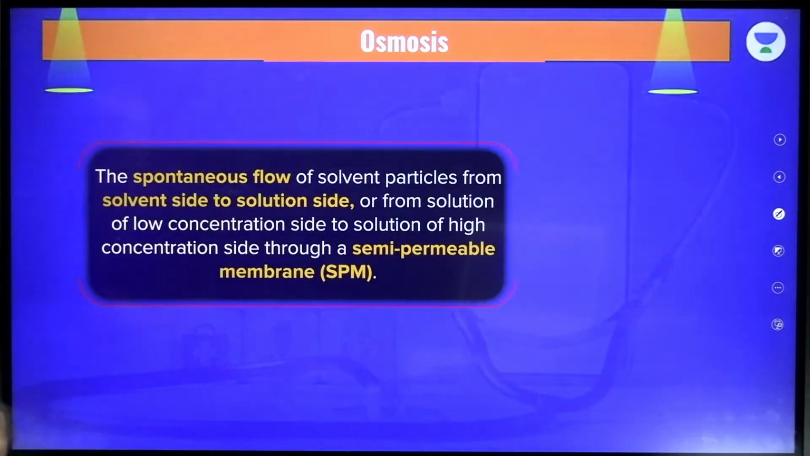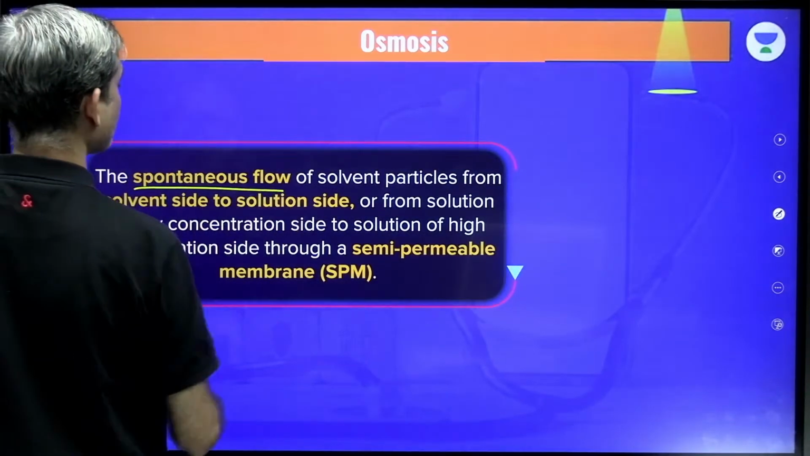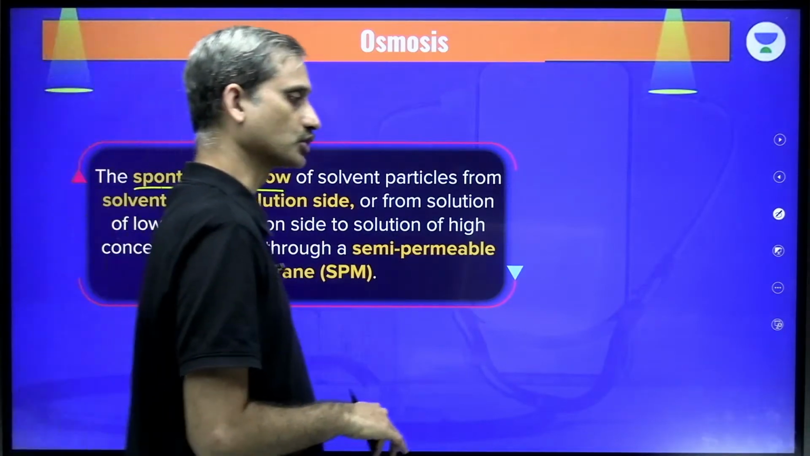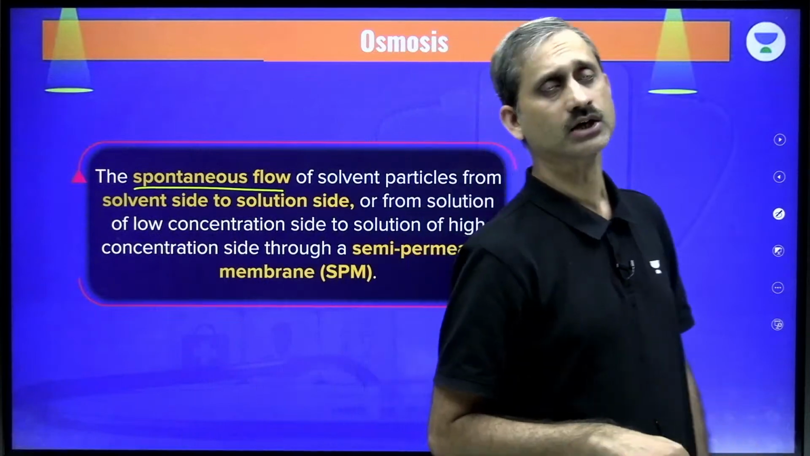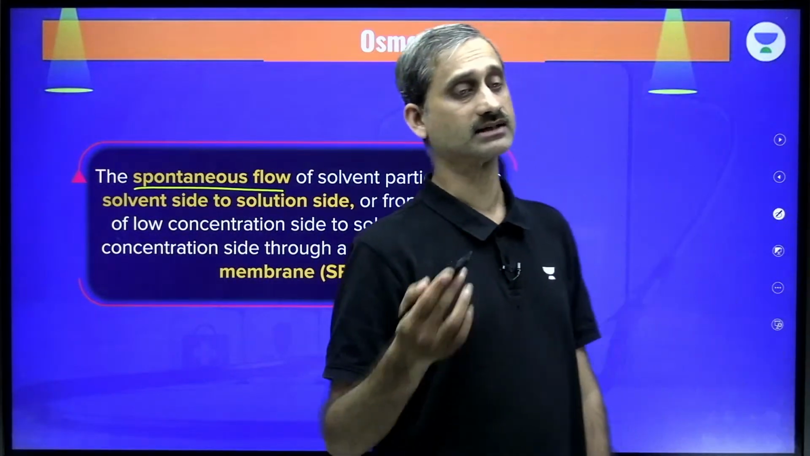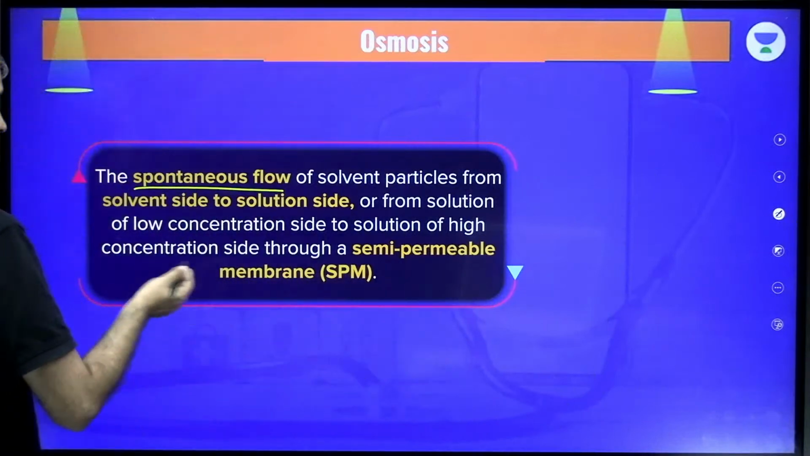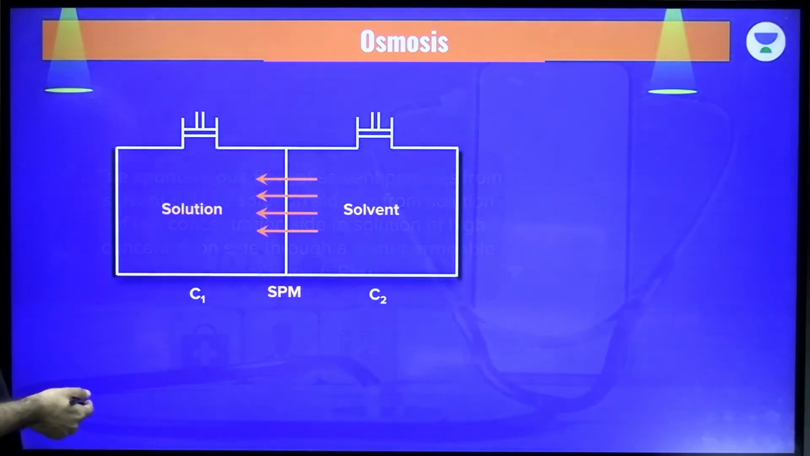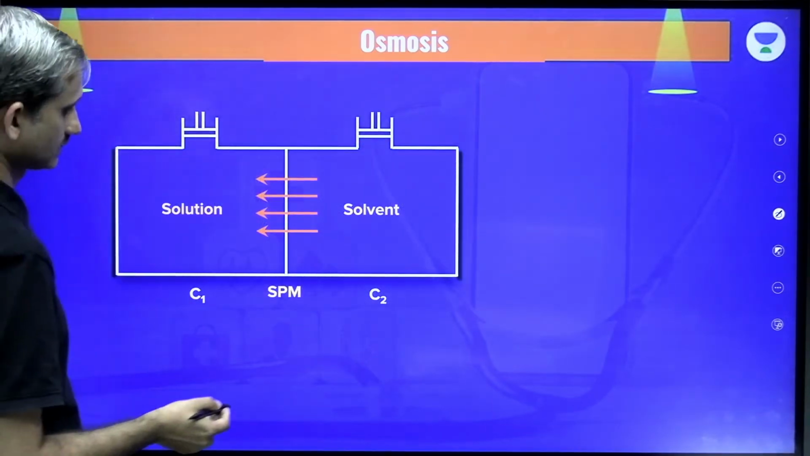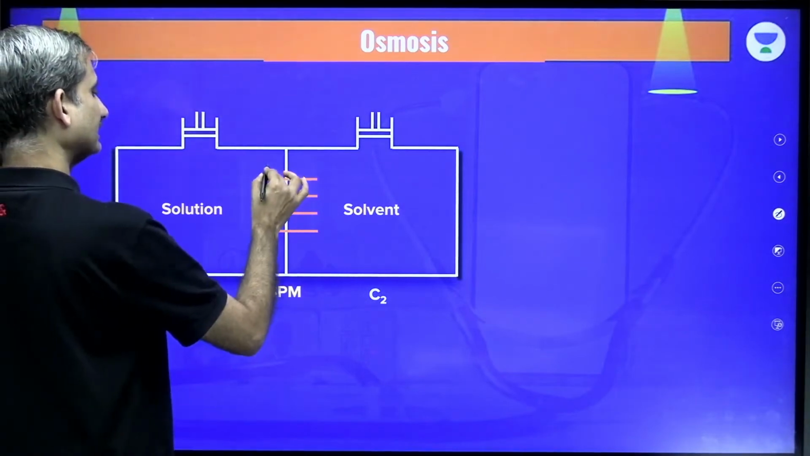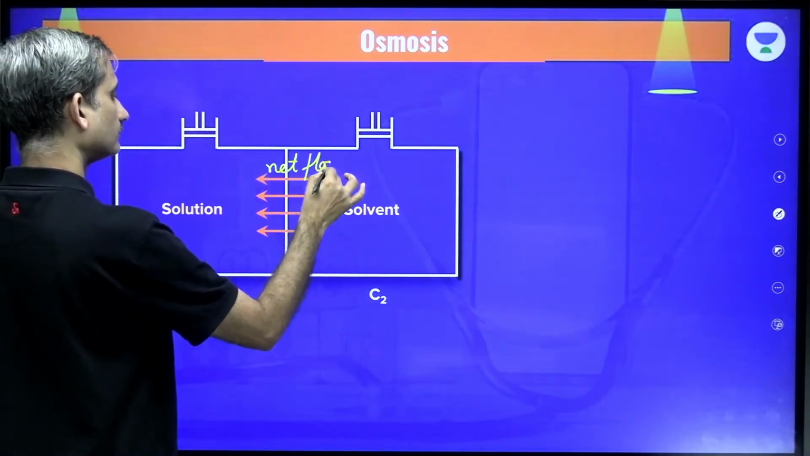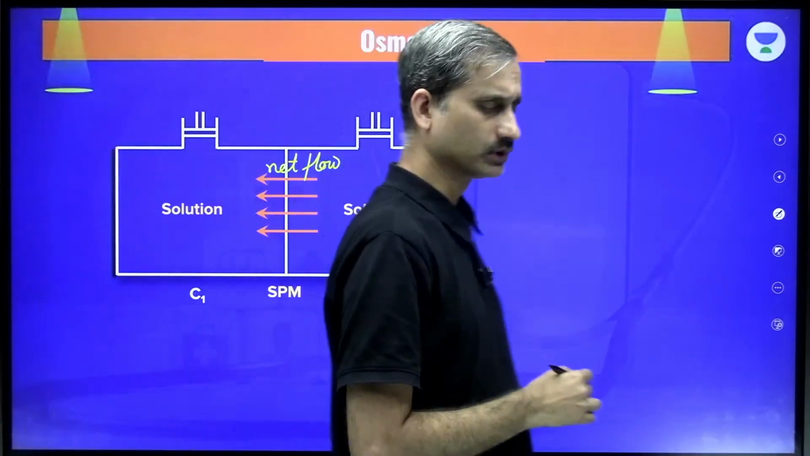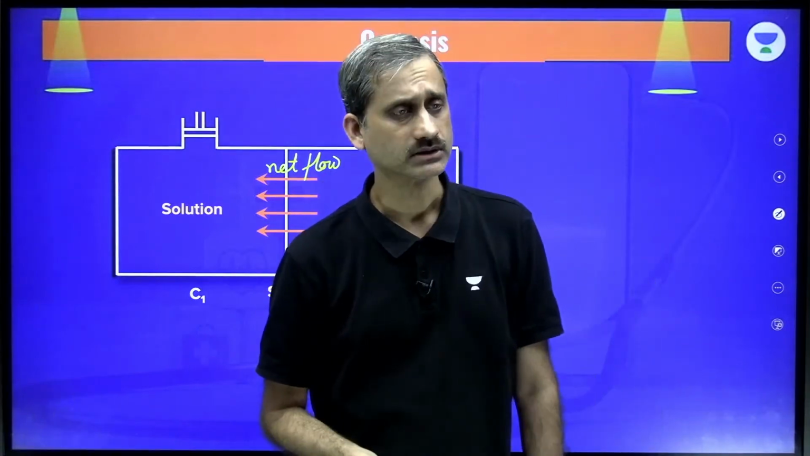So when we talk about osmosis, osmosis is again the spontaneous flow. It is the passive flow of the solvent particles from the solvent side to the solution side, that is the dilute solution, that is the higher concentration of the solvent, to the lower concentration of the solvent or the concentrated solution, through a semi-permeable membrane. So that is what we have as osmosis. So this is the net flow. Clear?